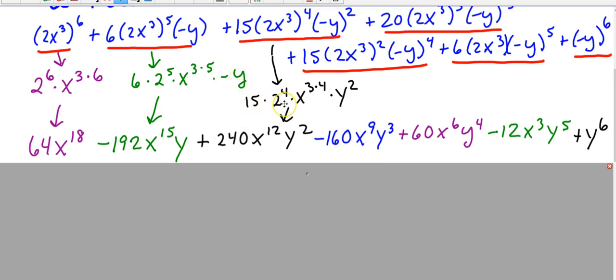15 times 2 to the 16th, so that ends up being 24. I'm sorry, 2 to the 4th is 16, so 15 times 16 is 240, x to the 12th y squared. And then here we're looking at this one.